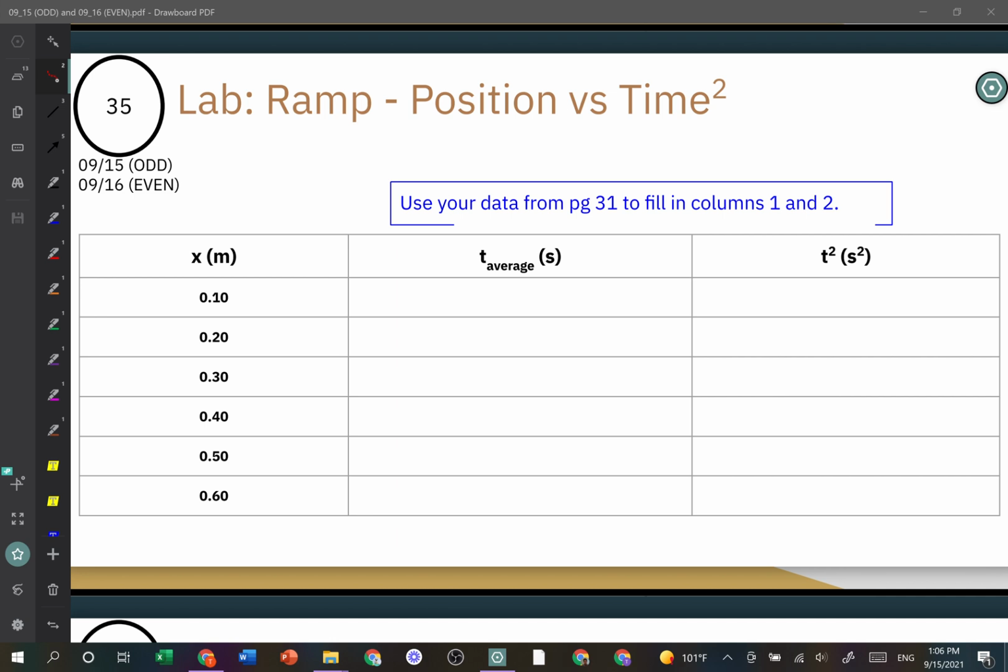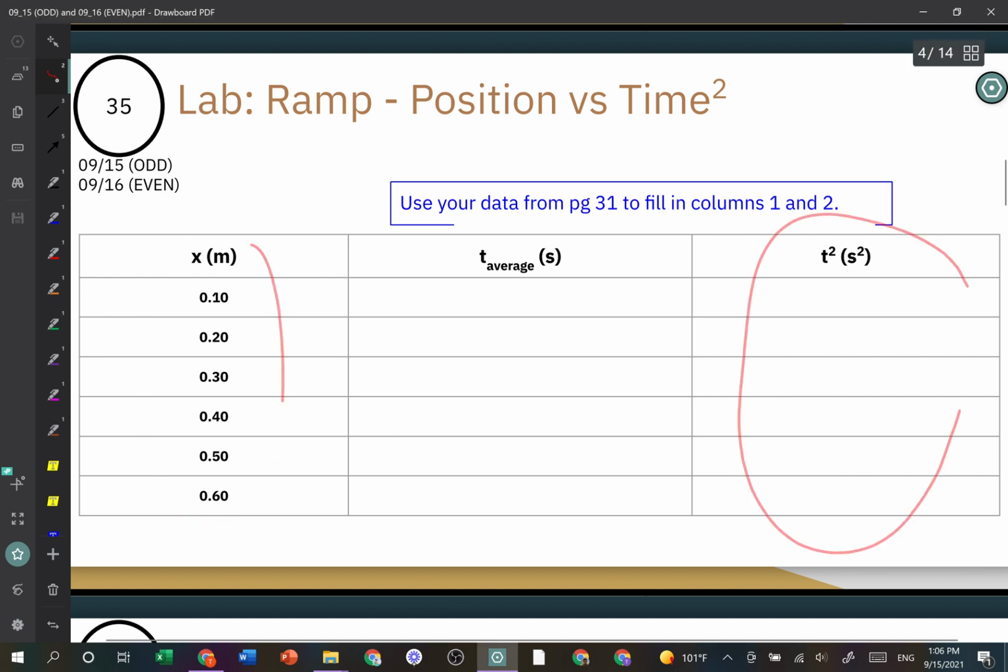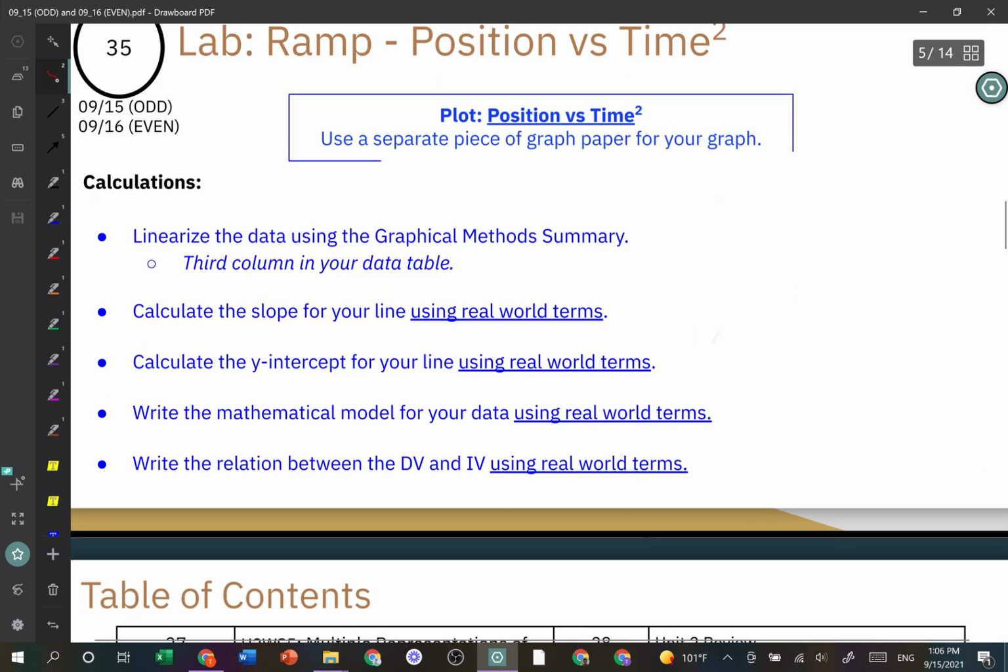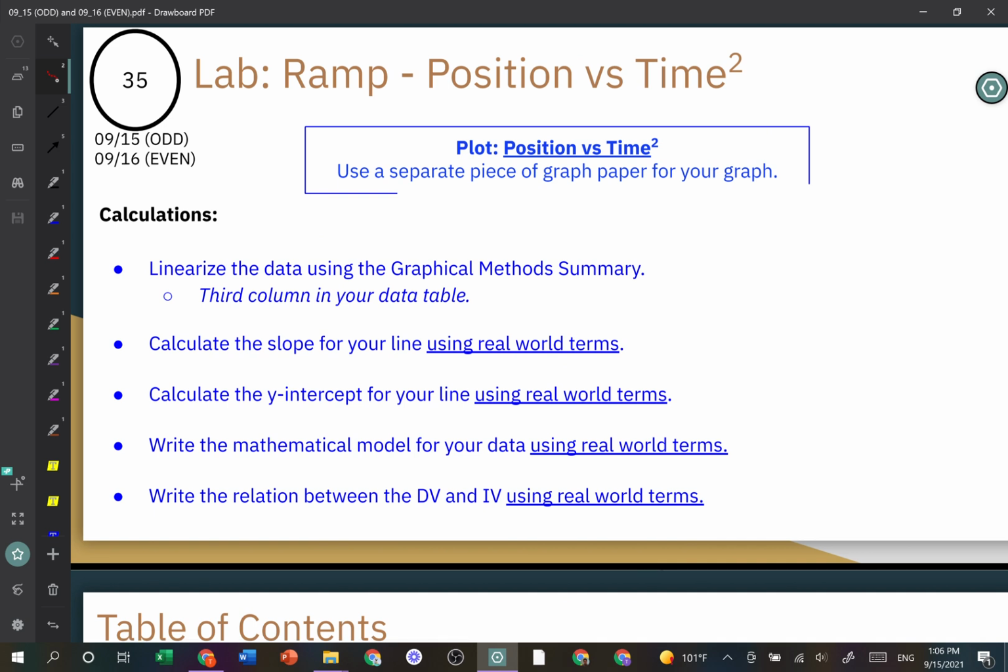After this data table is completely filled out on page 35, you're going to plot your positions on your y-axis and the square of time on our x-axis. Then you're going to do some calculations with those data points. These calculations can go underneath our data table, and these are what I would like you to have done. We're going to have a graph with our position on the y-axis and the square of our times on our x-axis.